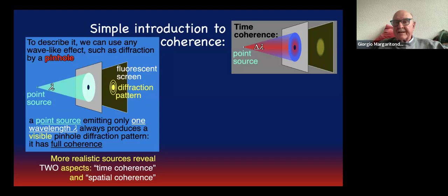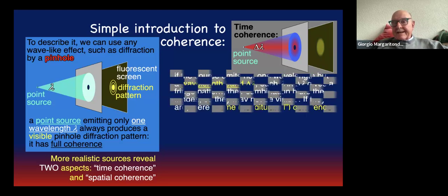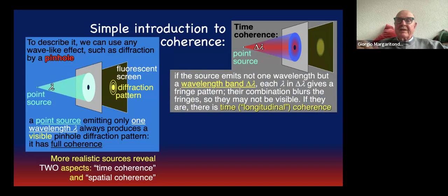Let me start from the multiple wavelengths. And what we can see is that this is a situation in which each wavelength is producing a diffraction pattern. What you really see is the overlap of all the patterns, and this broadens the fringes, and so we may not be able anymore to see a diffraction pattern. Now, if you do, then you can say that there is what is called time or longitudinal coherence, time coherence.